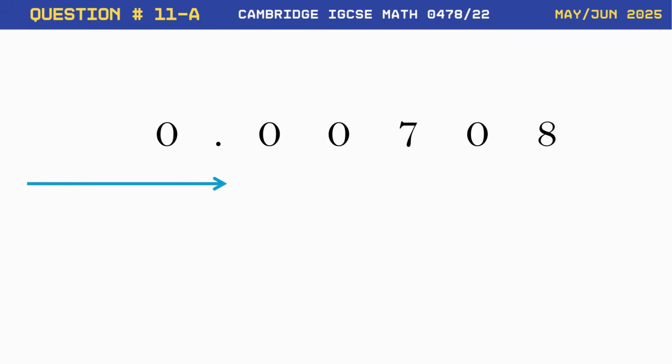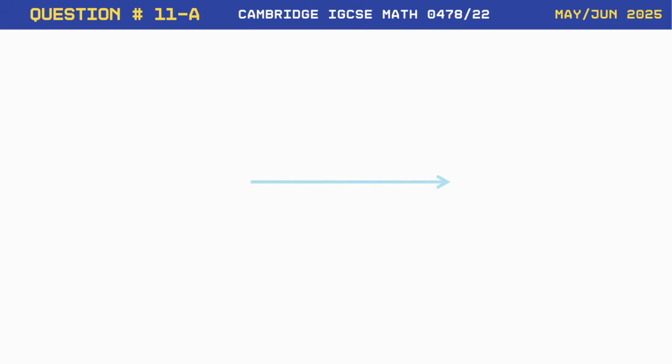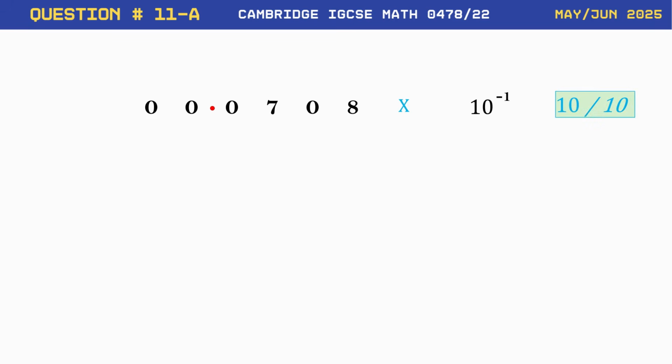To write it in standard form, we move the decimal point to the right until the number lies between 1 and 10. To move the decimal point one place to the right, we multiply by 10 to the power of -1. This keeps the value of the number the same because multiplying by 10 and dividing by 10 cancel each other out. So, after moving the decimal one place to the right, the number becomes 0.0708 multiplied by 10 to the power of -1.